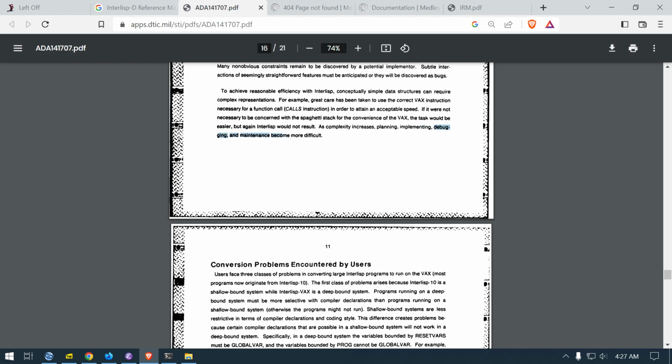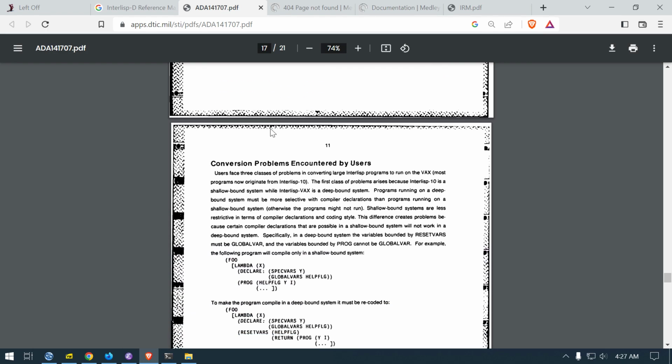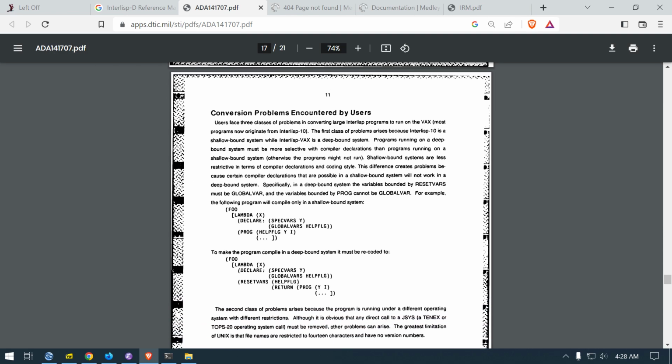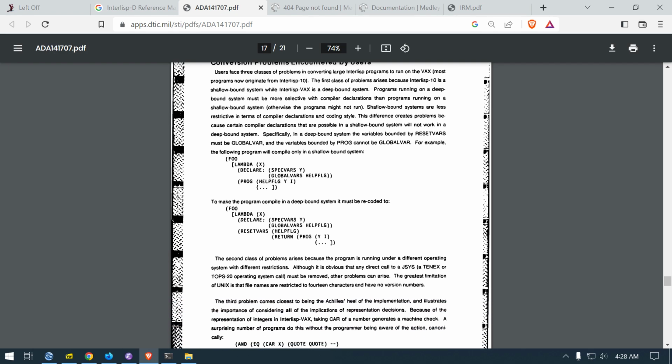Right here, debugging. Planning, implementing, debugging becomes way more difficult because all that stuff wasn't necessarily in there. Then I want to say this ties back to the deep versus shallow binding. Because they chose deep versus shallow, some of the stuff had been changed around.